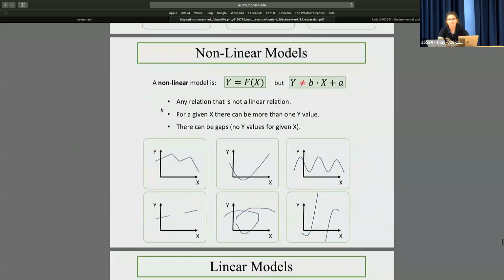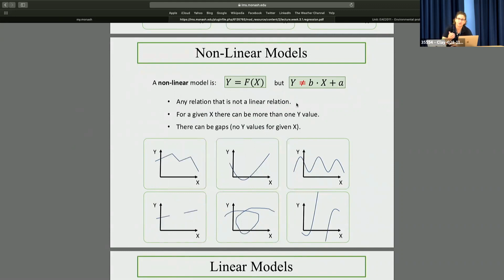I can have nonlinear models. There's a range of them. All these things can be written as a function, but these are nonlinear models. So we don't have the equation of the line. We have y that is a function of x, but not in this format, not with these parameters. It's not the straight linear model.